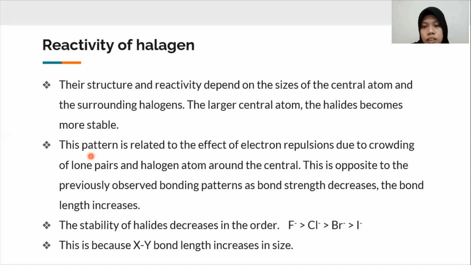As you can see here, the stability for fluoride is the highest, while for iodide is the lowest. This is because the S-Y bond, the bond between the group 16A element and the halide, increases in length.